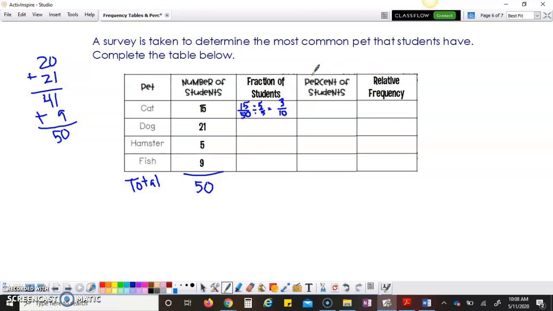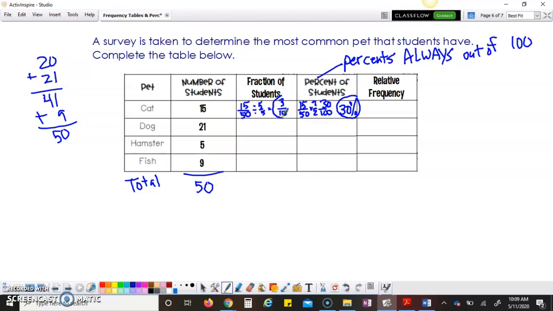And then remember, percents are always out of 100, okay? So if I've got 15 out of 50 that have cats, how do I turn that 50 into 100? You're going to do times 2. If you are shouting it out to me right now, times 2. So 15 times 2 is going to be 30. So our percent is 30%. Okay, so 30%. Our simplified fraction is 3/10.